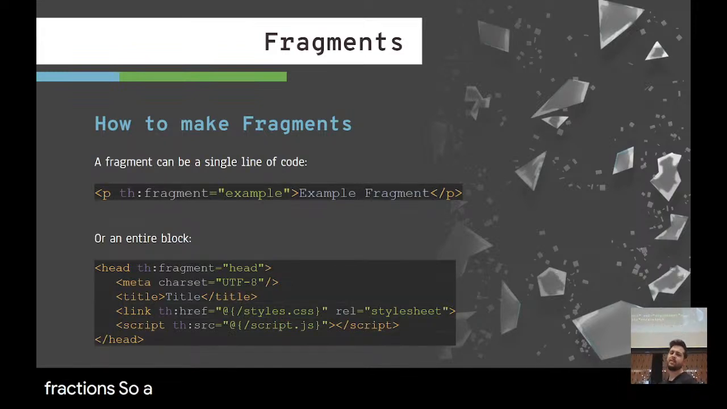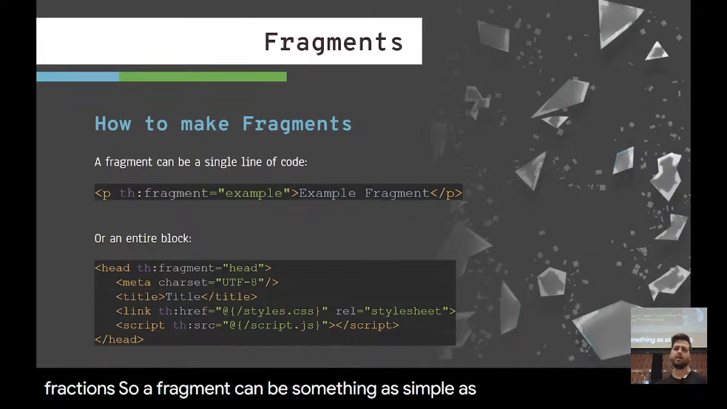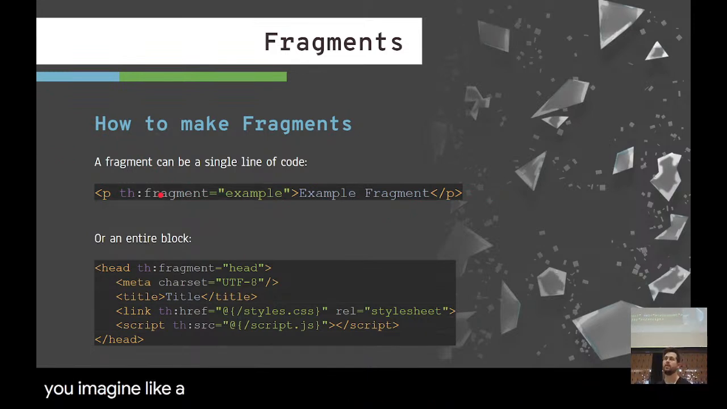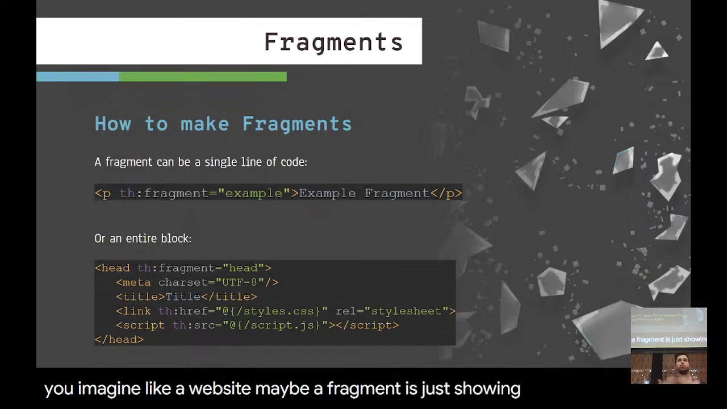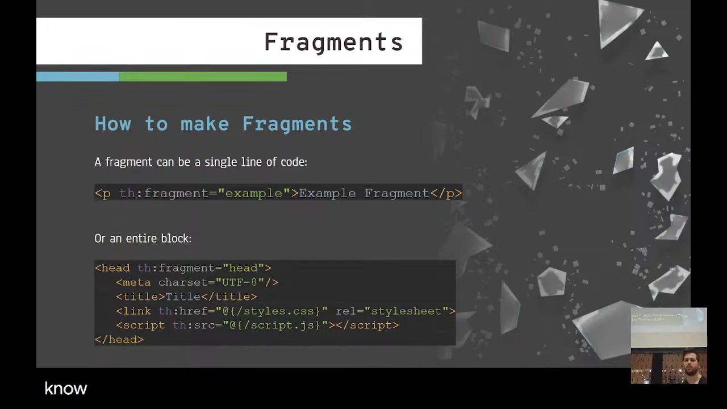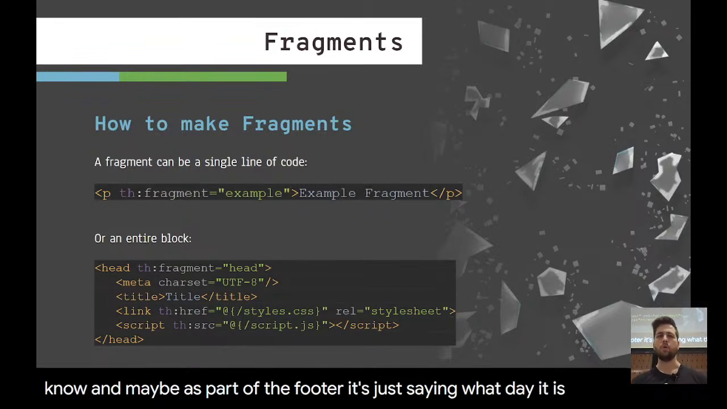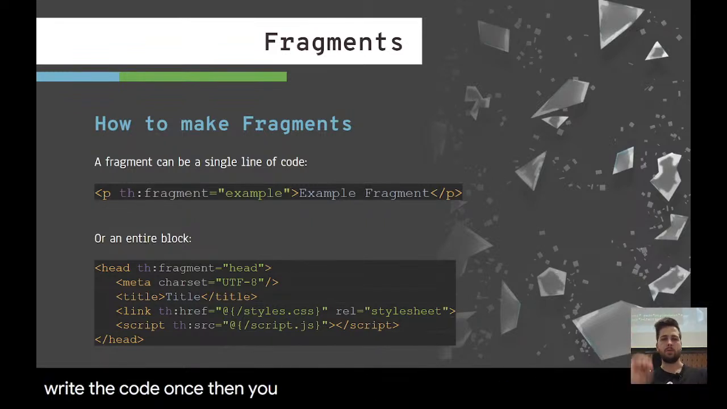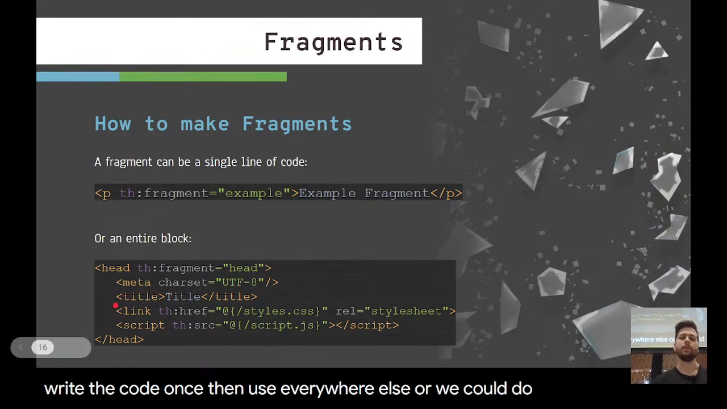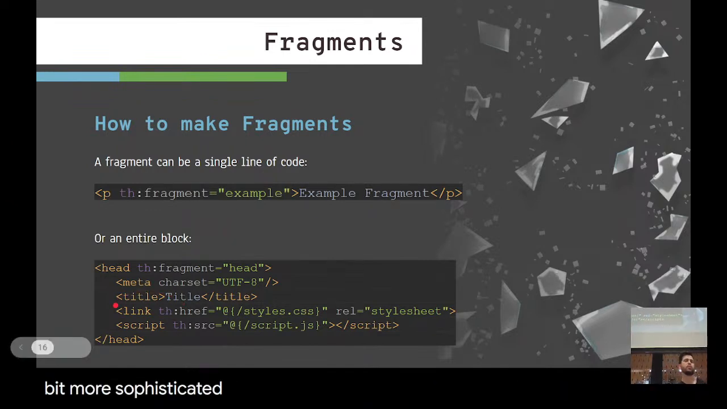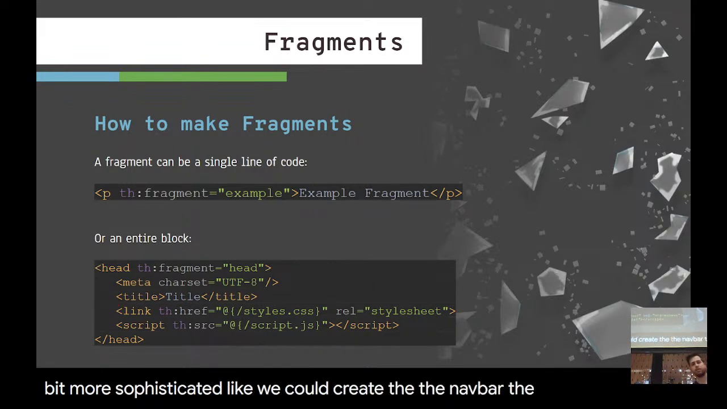So a fragment can be something as simple as a single line of code. If you imagine the website, maybe a fragment is just showing what day it is, and maybe that's part of the footer. We could write the code once and then use it everywhere else. Or we could do something a little more sophisticated, like create the nav bar or the footer.